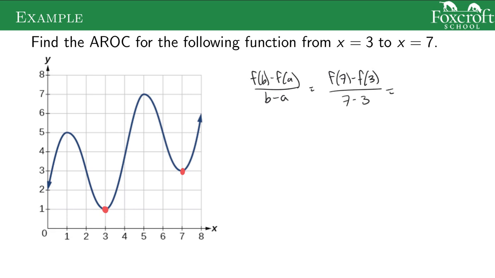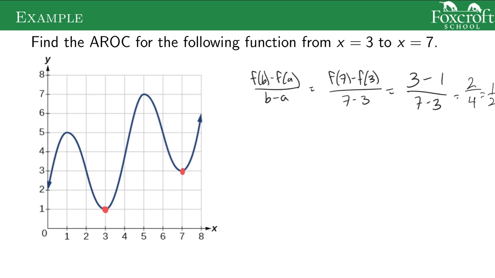What is f of 7? F of 7 is when I put 7 into my function and I get out the y value. So in this case, f of 7 is 3. It's the y value associated with that dot. And then f of 3 is 1 because it's that y value. All right, and 3 minus 1 is 2. 7 minus 3 is 4. And that's 1/2.